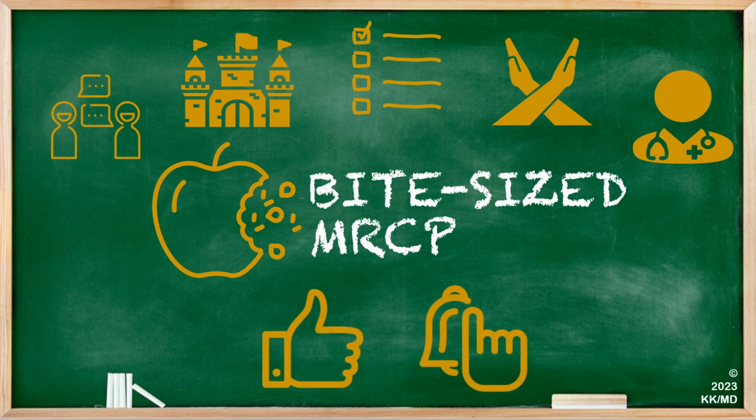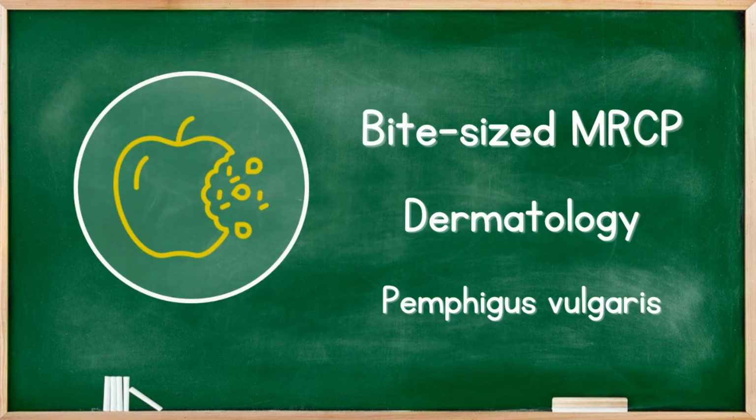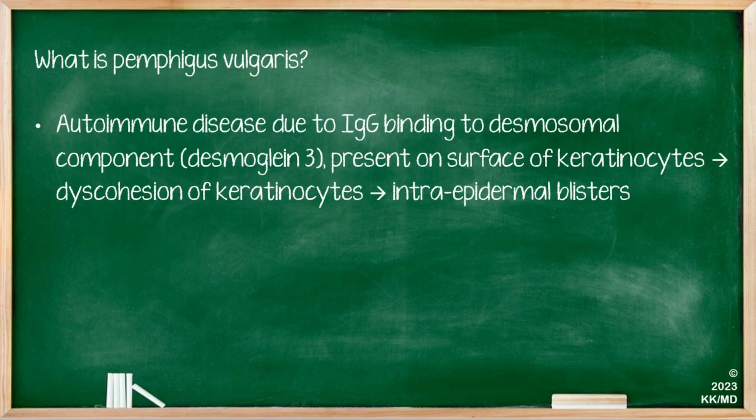Now, without further ado, let's get into today's topic, which is on Pemphigus vulgaris under the section of Dermatology. So what is Pemphigus vulgaris? It's an autoimmune disease due to IgG binding to a desmosomal component, which is desmoglein 3, that is present on the surface of keratinocytes, and as a result of that, you get discohesion of keratinocytes, which can lead to intraepidermal blisters.